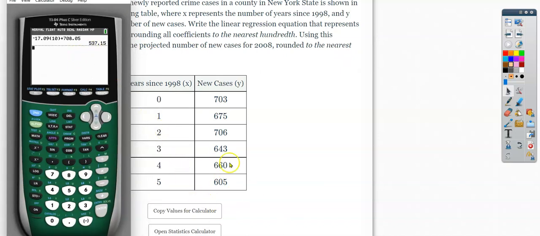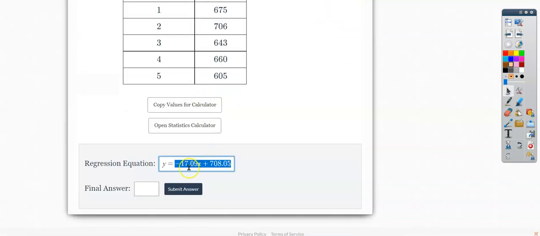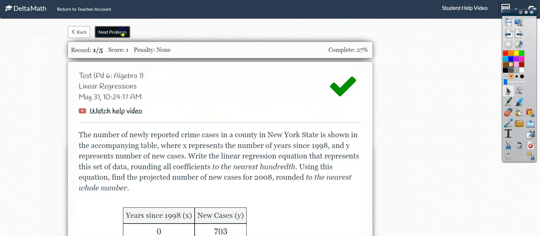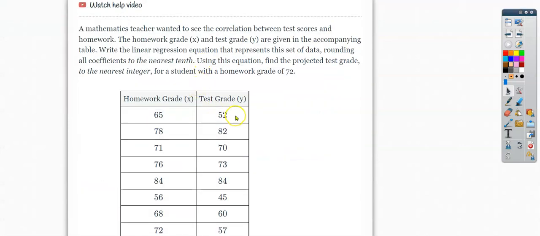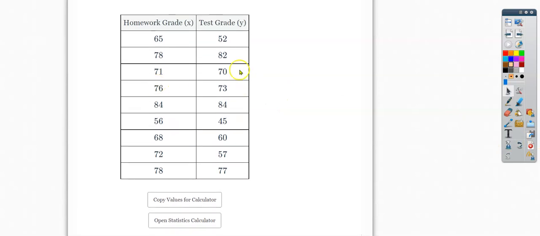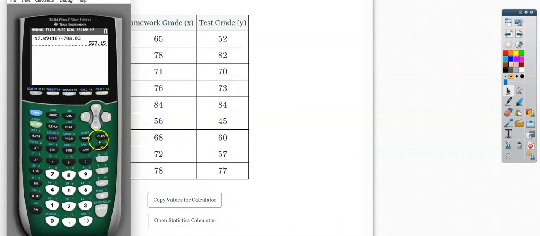So 537 is going to be my answer. Submit, check. Now, you really need to practice doing this on your handheld calculator, because during the test, all you have is this TI-84.